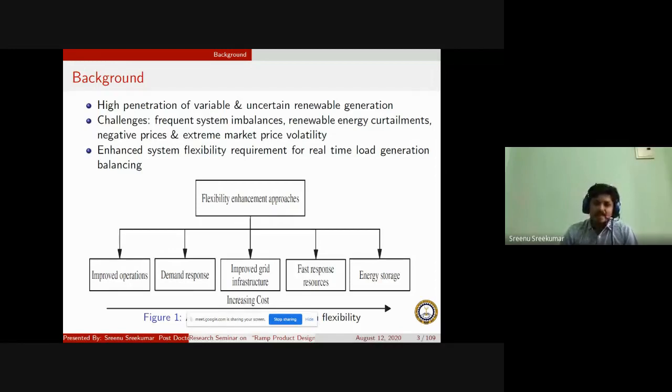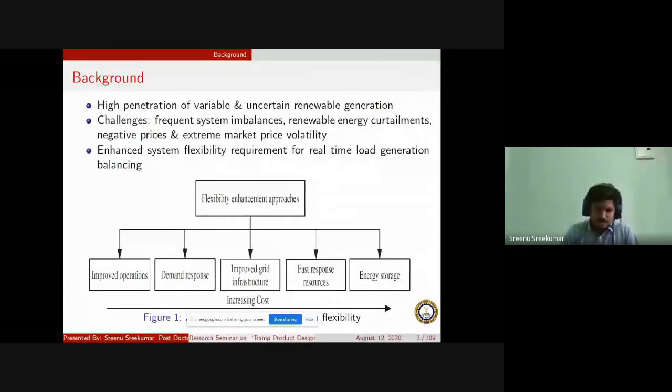And this uncertain variability is creating different challenges such as frequent system imbalances, renewable energy curtailments, negative prices, and extreme market price volatility. To overcome these challenges, we have to enhance power system flexibility. Power system flexibility is the ability of power system to offer counter fluctuation to renewable generation variations or load generation variations. Power industries are using different approaches to enhance power system flexibility, such as energy storage.